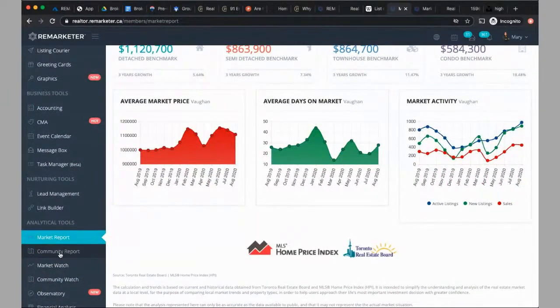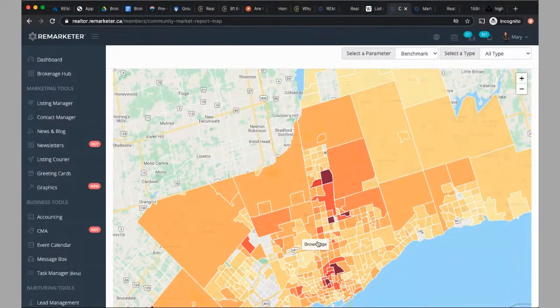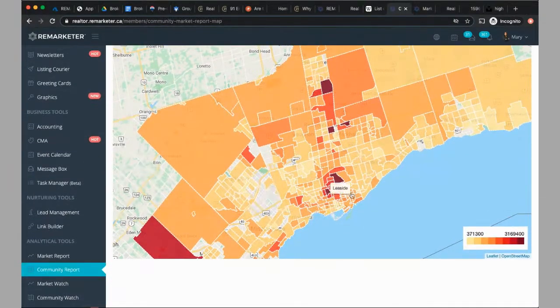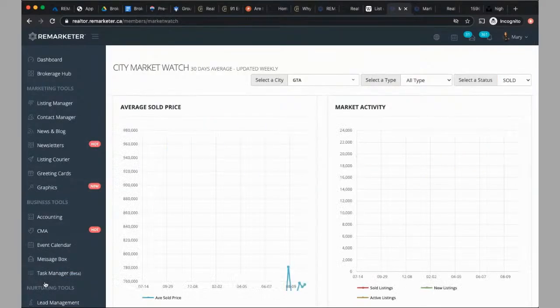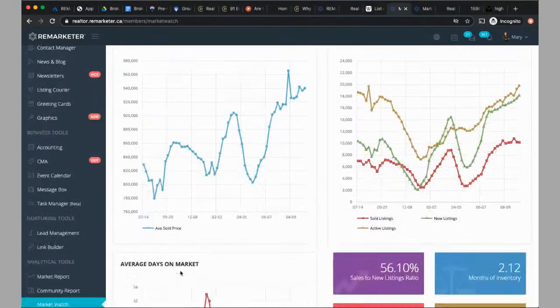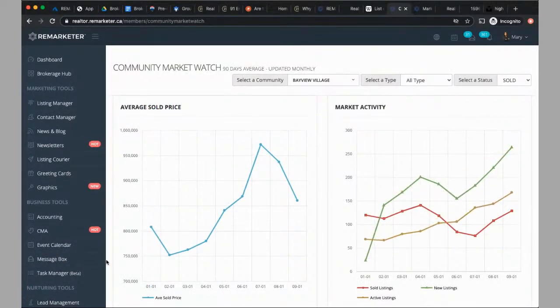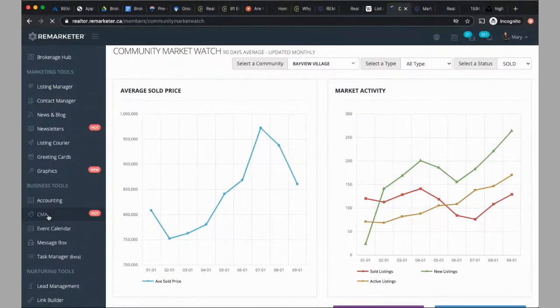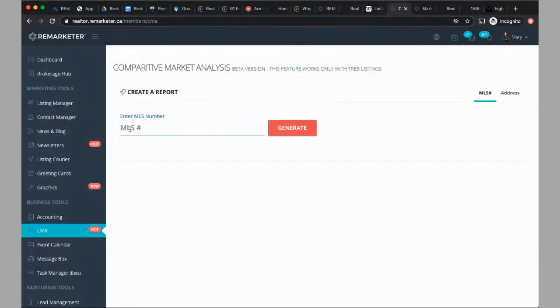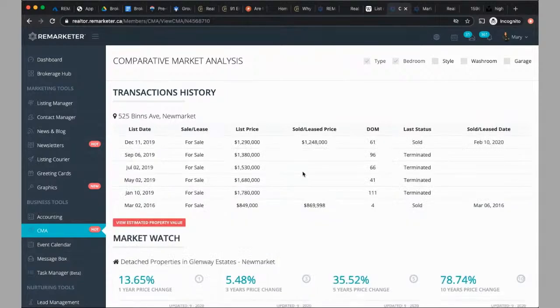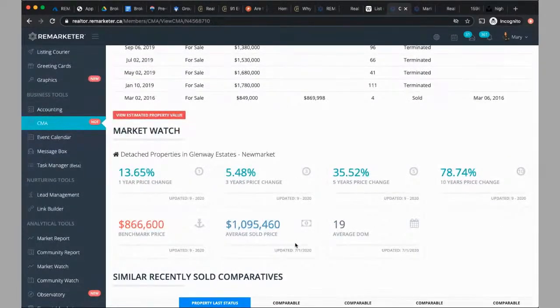Then we have the community report, where we have all the reports for the communities. The same report basically for the communities rather than cities and municipalities. And then we have the Market Watch, as well as the Community Watch, which are based on live data. Then we have the CMA, obviously. So when you're generating the CMA for a property, you would also have access to the same data as part of the CMA as well.